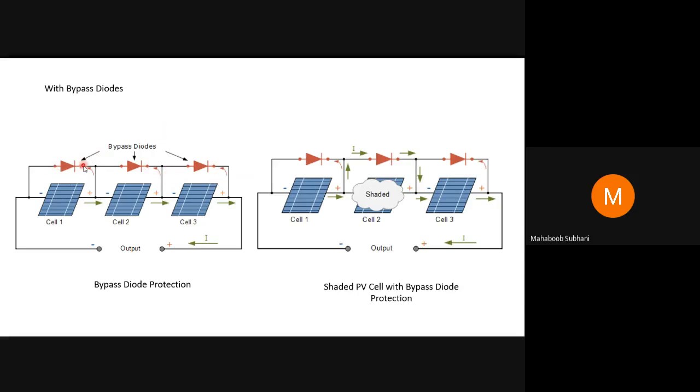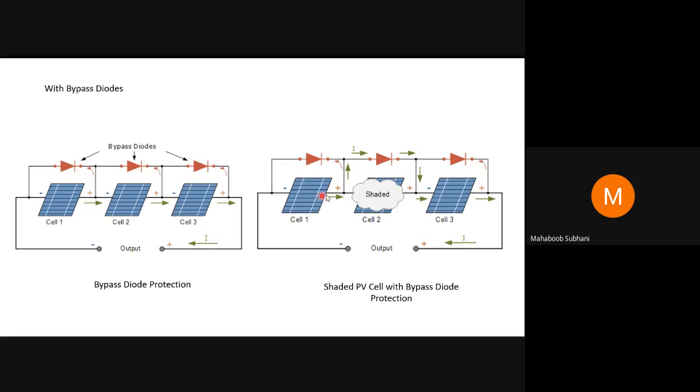But we have placed the reverse bias diode, so the current will not flow in this direction, it only flows in this direction. So with that, we can bypass the current. That is shown in this picture. See the same cell, this is without shading, this is with shading. So one cell is in the shadow region. Now how will this bypass diode help to divert or bypass this current?